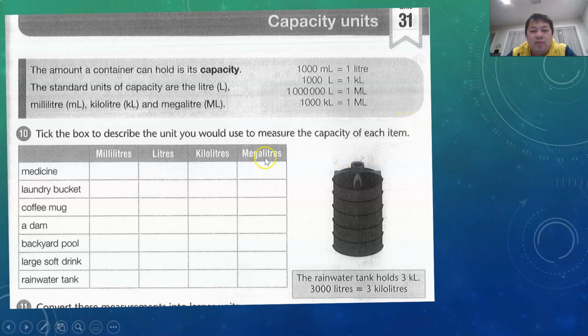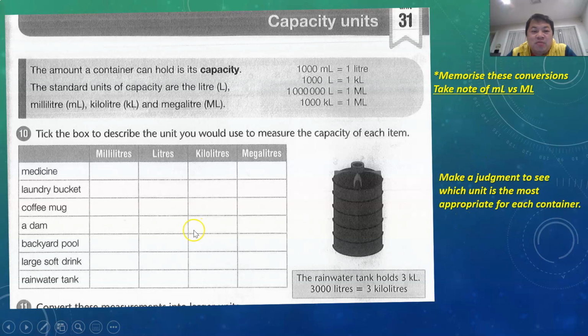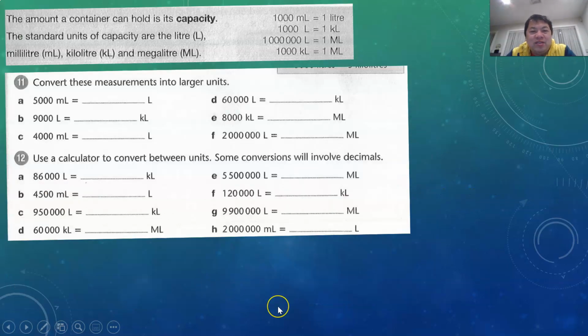And then from here, you're supposed to make some estimates. So make a judgment. For medicine, do you use ml, liters, kiloliters, or megaliters to measure? Just put a tick accordingly. After that, you're supposed to do some conversion, which is quite interesting.